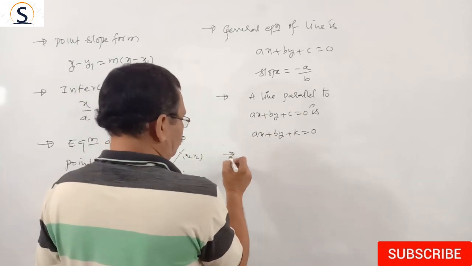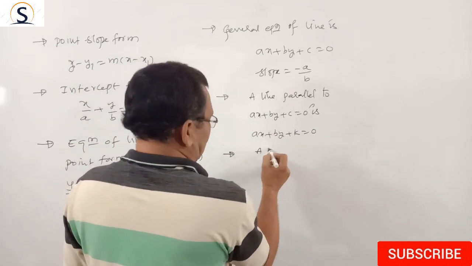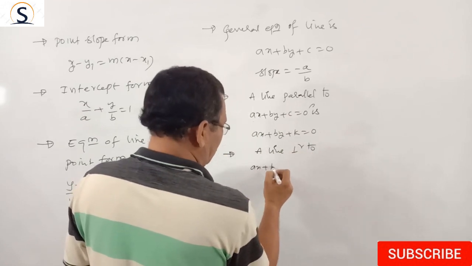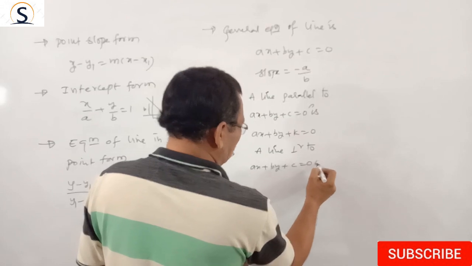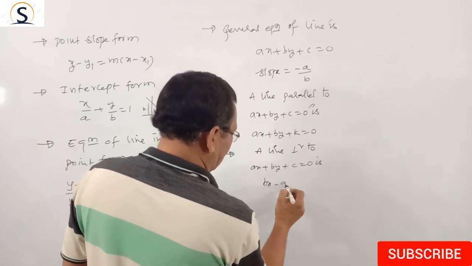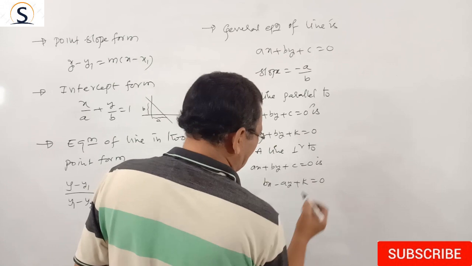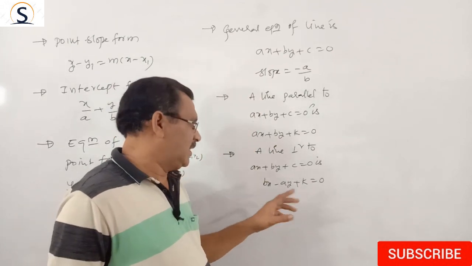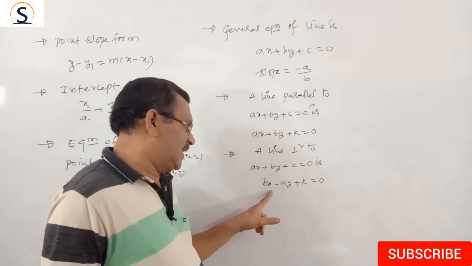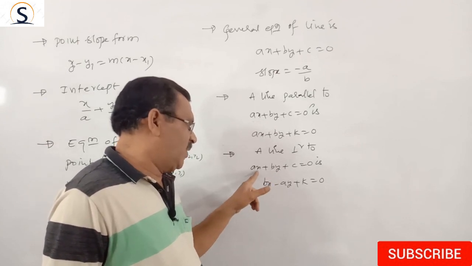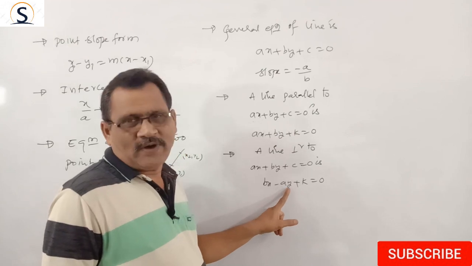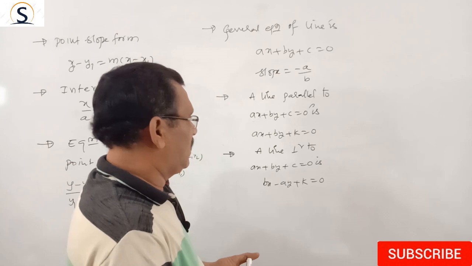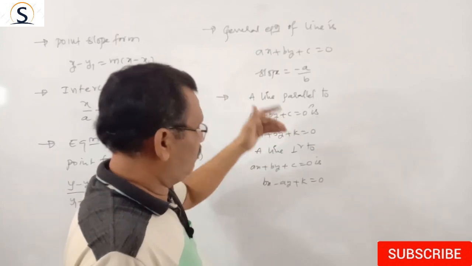Next, a line perpendicular to ax plus by plus c is equal to 0 is bx minus ay plus some k is equal to 0. bx minus ay plus k is equal to 0. Here y coefficient is x coefficient and x coefficient is minus y coefficient, differ in constant. This is general form, line perpendicular and line parallel.